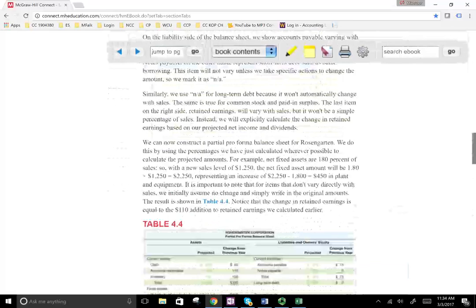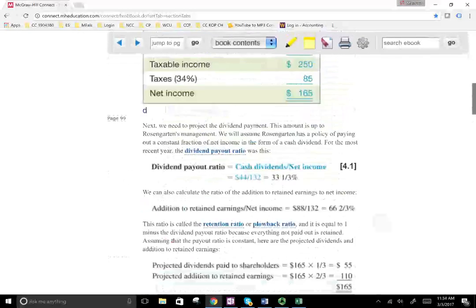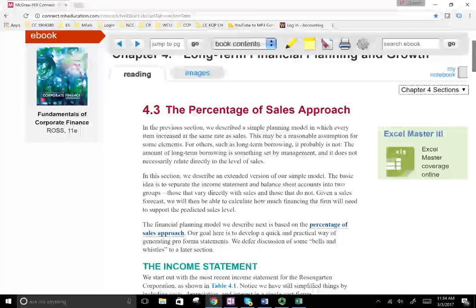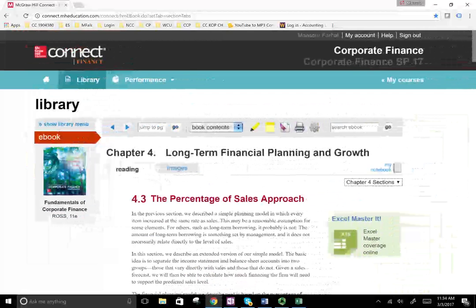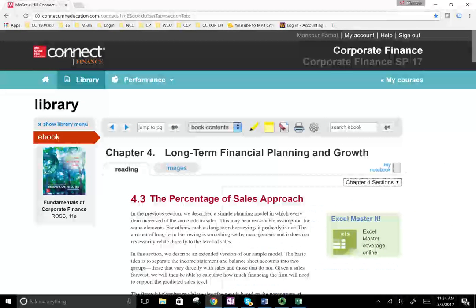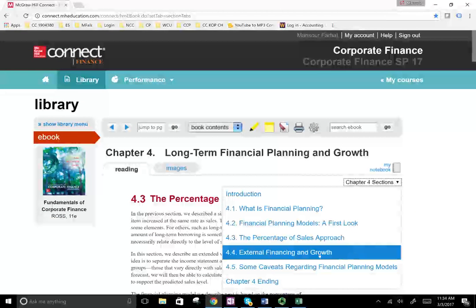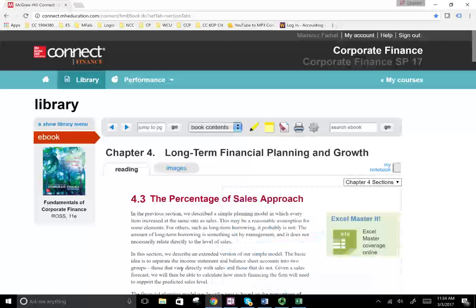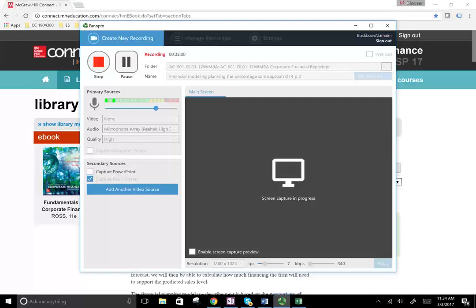All right, so hopefully working this example is going to help you understand the percentage of sales approach. The next topic is external financing and growth, and some caveats regarding financial planning. Again, make sure to read your textbook. If you have any questions, by all means, email me or see me in class.